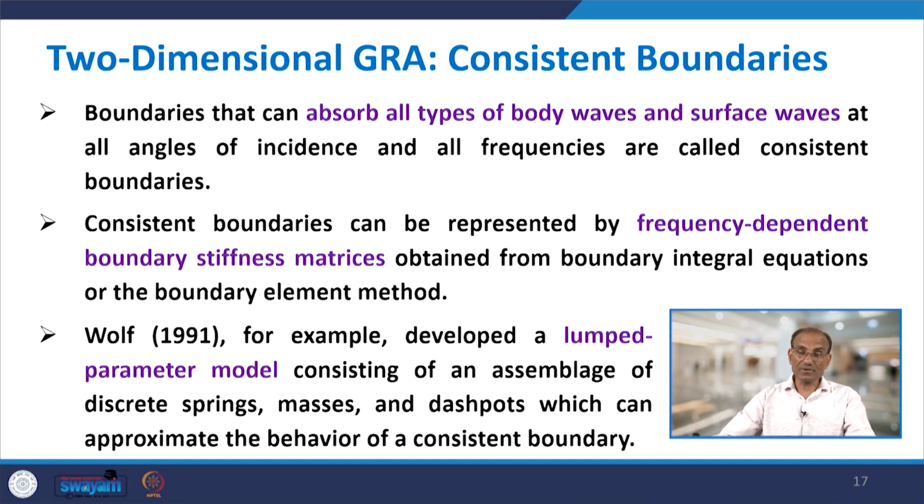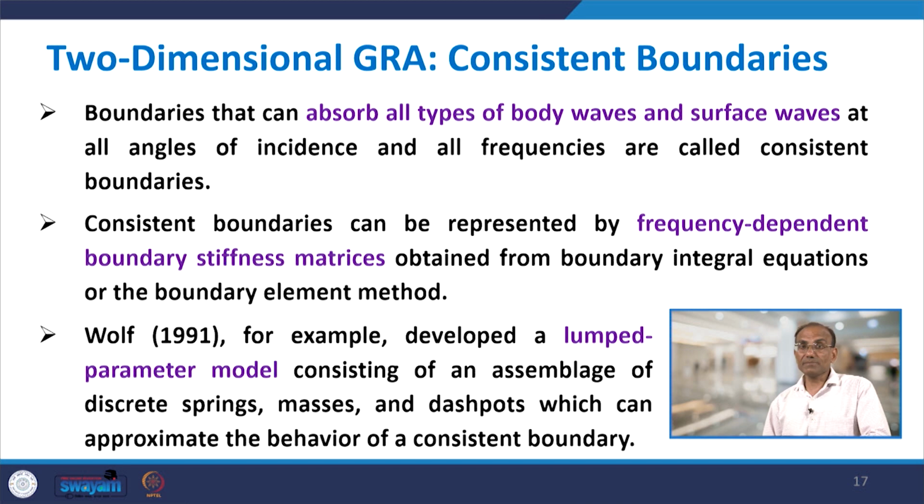Boundaries that can absorb all types of body waves and surface waves at all angles of incidence and all frequencies are called consistent boundaries. So there is no limitation: it can deal with the body wave, it can deal with the surface wave. The wave may strike normally, that is perpendicular, or the angle of incidence may be something different than 90°. So even if it is striking at some angle, it can still absorb.